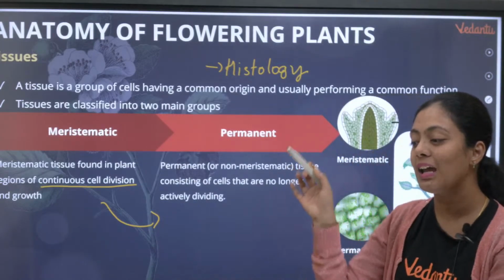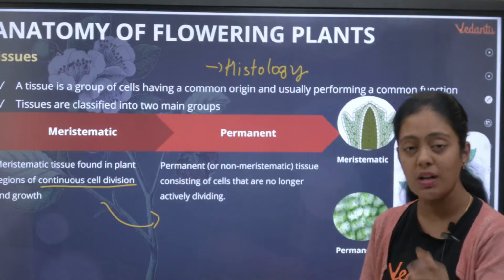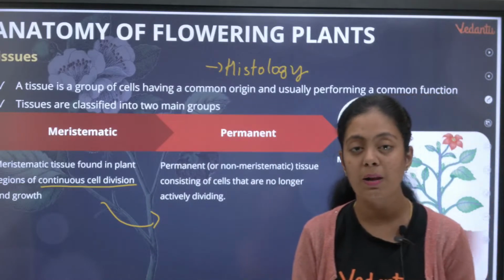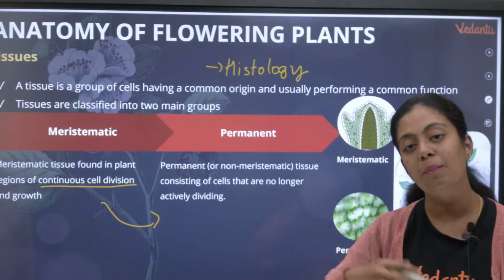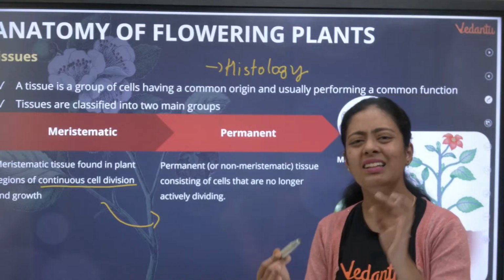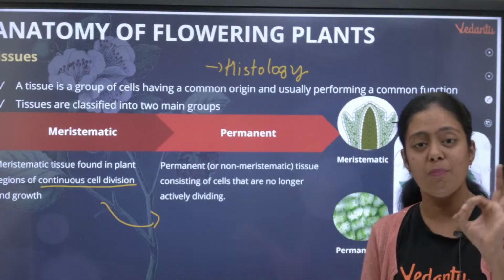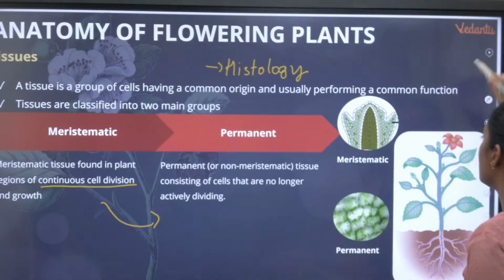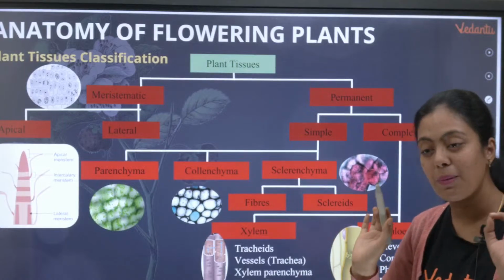So meristematic and permanent tissue are very, very important. In permanent tissue, there are two kinds: simple permanent and complex permanent. I think you would have studied this in 9th standard biology, correct? In CBSE 9th standard biology, we have done this entire topic.